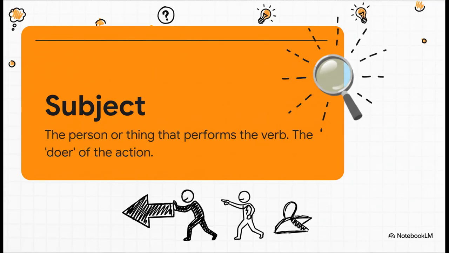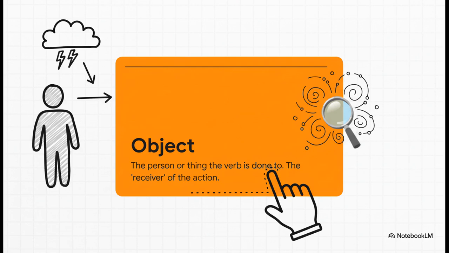Okay, so if the verb is the action, then we need to know who or what is actually doing that action, right? Well, that's our subject. You can just think of the subject as the doer. And here's the tip. In English, this doer almost always comes right before the verb. And that brings us to our third and final piece, the object. So if the subject is the doer of the action, the object is the receiver. It's the person or thing that the action happens to. This part usually comes right after the verb.